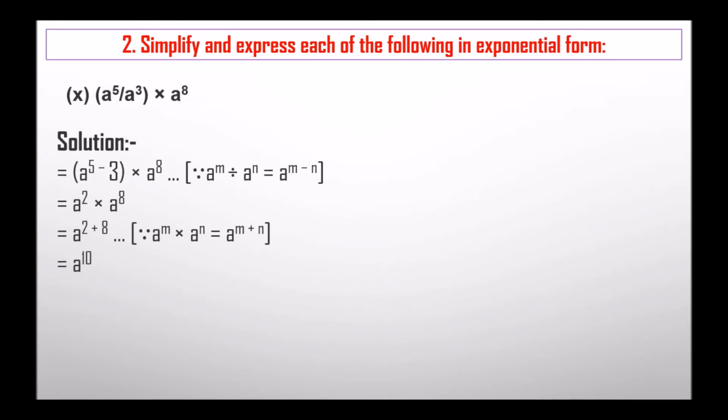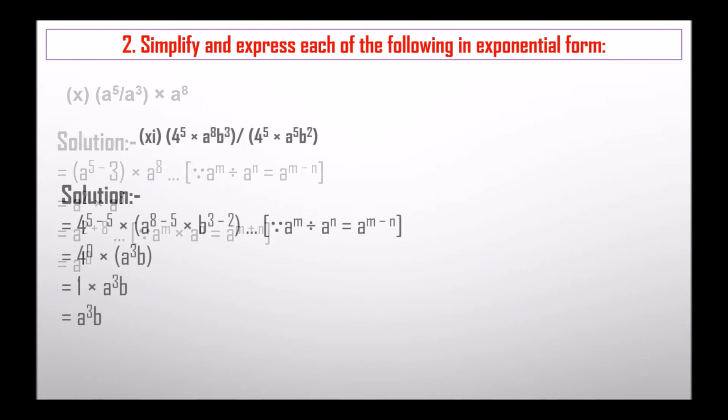a raised to 5 divided by a raised to 3 into a raised to 8. So a raised to 5 minus 3, that is a raised to 2, into a raised to 8. So that is 2 plus 8, so a raised to 10.